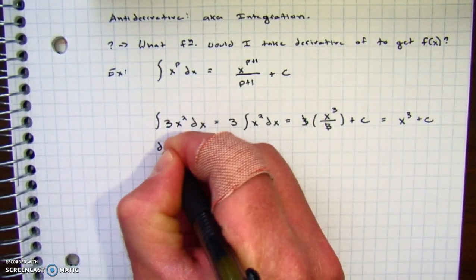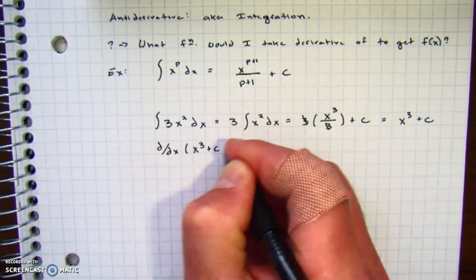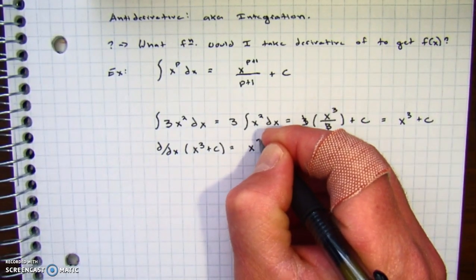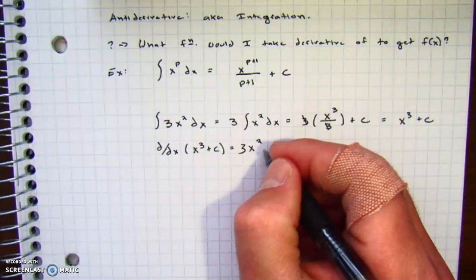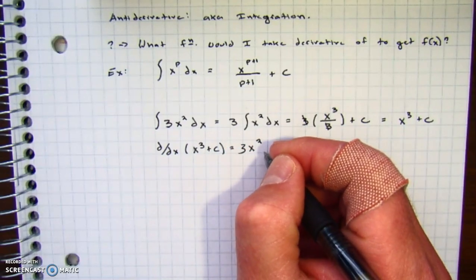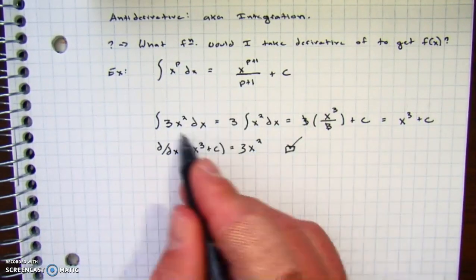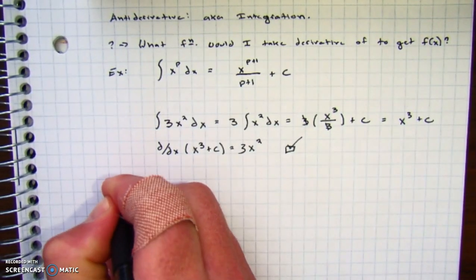So we've got d/dx of whatever we had, so x cubed plus c. Well, the derivative of x cubed is just going to be x squared times 3, right? 3 comes out front. And then the derivative of c is 0. So voila, I checked myself, right? So 3x squared, 3x squared. So really that's all that we're doing. You can go back and forth between derivatives and integration.